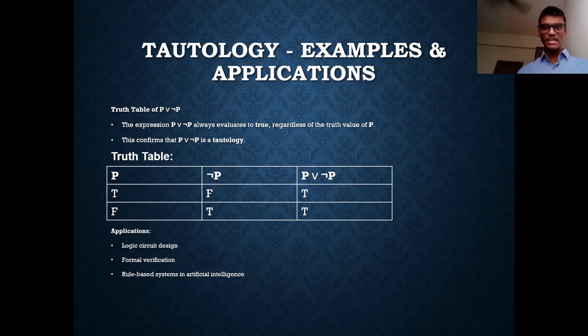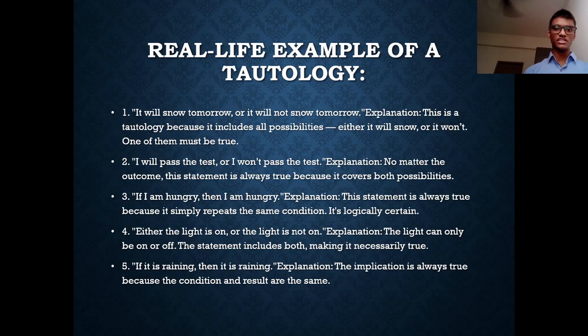Tautology, example and applications. Truth table of P or not P. The expression P or not P evaluates to true regardless of the truth value of P. This confirms P or not P is a tautology. The truth table is as given. You can refer to it. Applications: logical circuit design, formal verification, and rule-based systems in artificial intelligence.